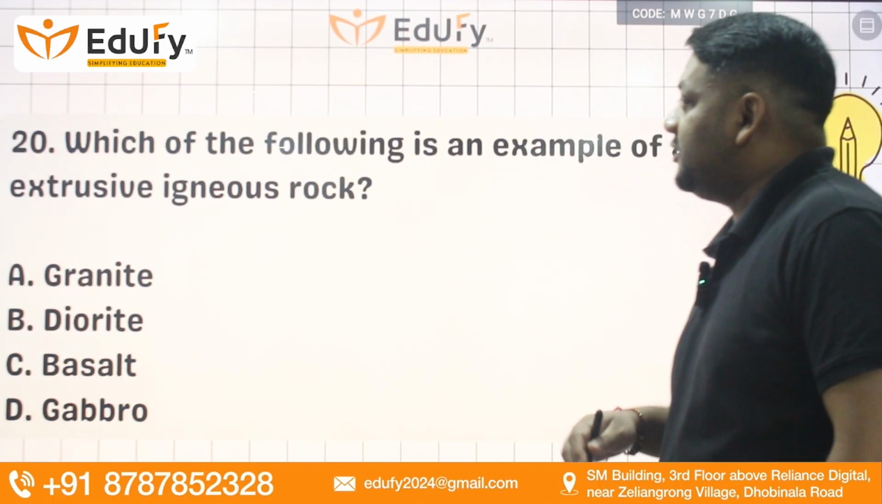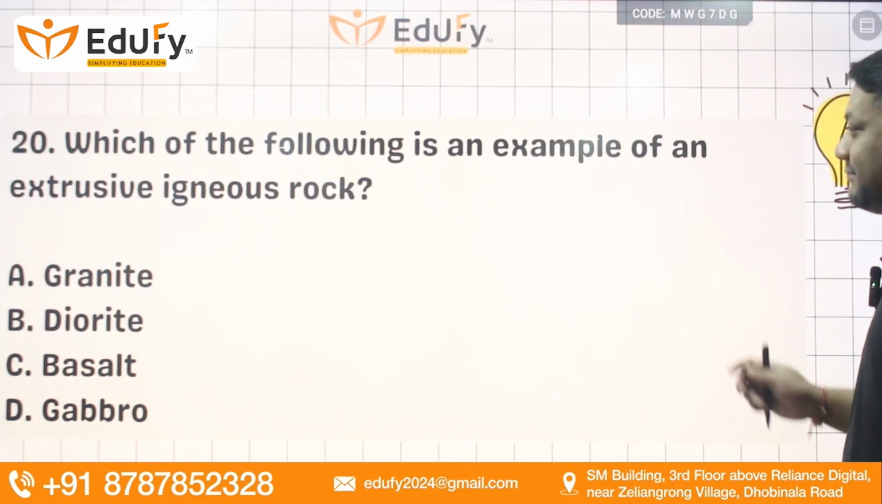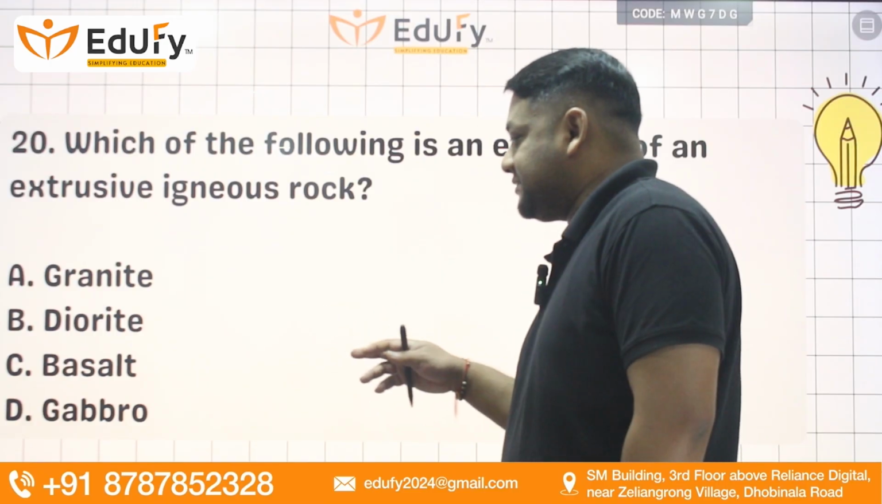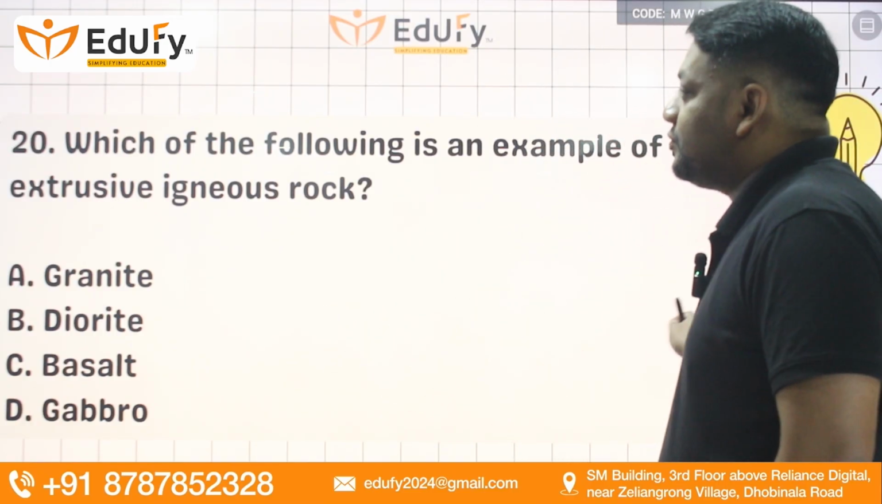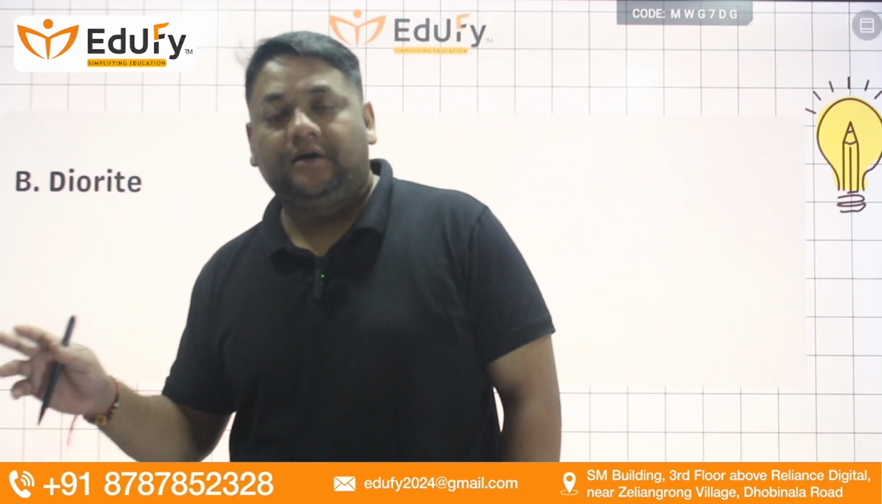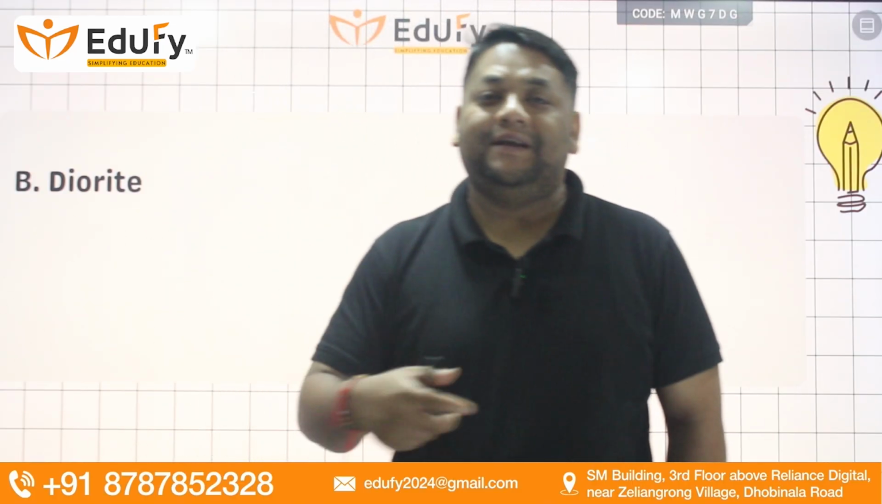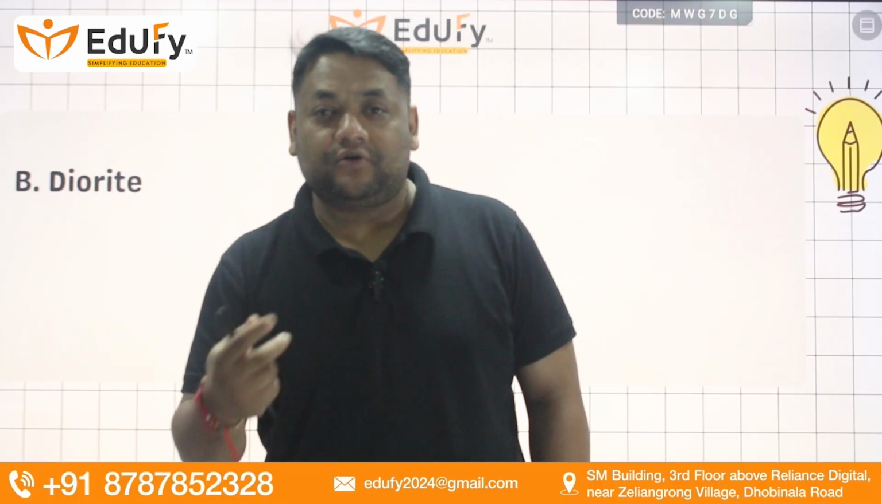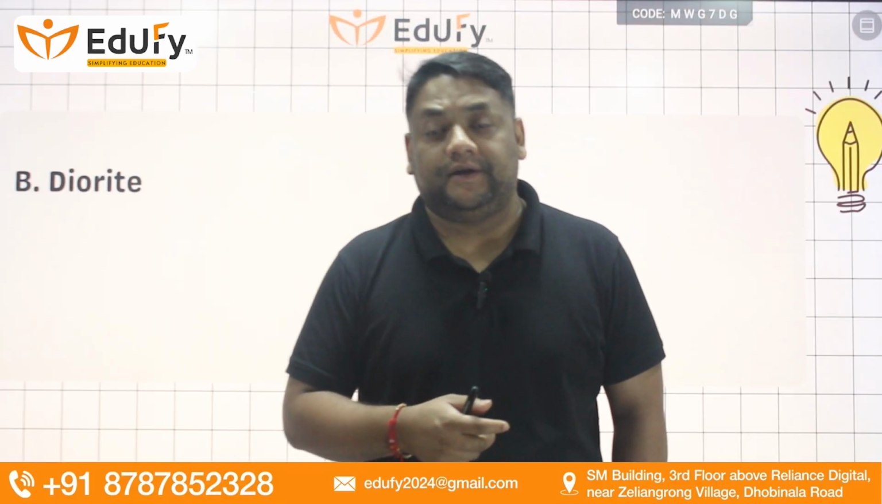Next and last, which of the following is an example of an extrusive igneous rock? Granite, diorite, basalt, gabbro. You can also guess the answer, but diorite is the right answer, which is found in extrusive form after lava solidifies on coming in contact with the atmosphere.